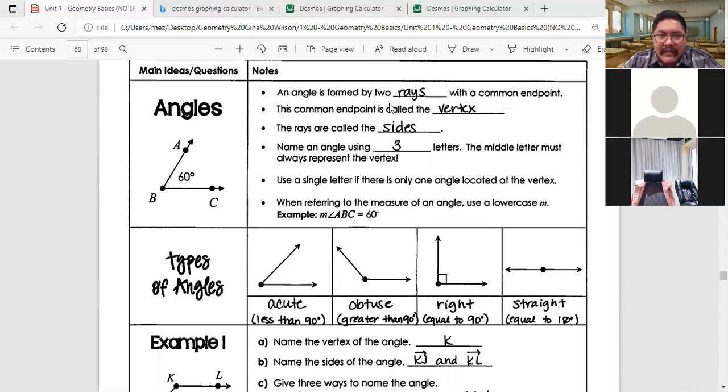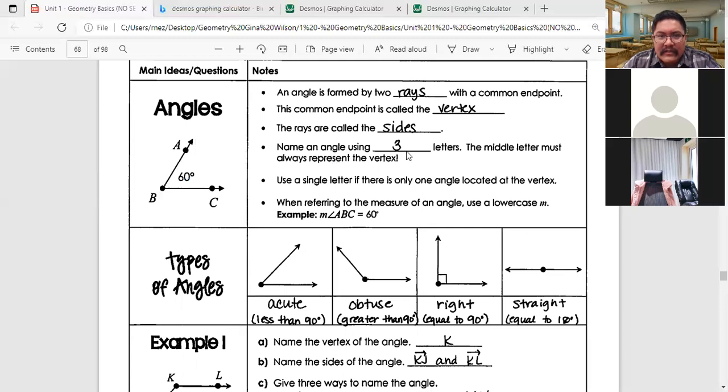All right, let's get through this. An angle is formed by two rays with a common endpoint. Here, we could say that this is ray BA and then BC. The common endpoint is called the vertex, so in this case, B is the vertex of this angle. The rays are called the sides. If you imagine any kind of shape, it's got to have sides on it. So here we've got side 1, side 2.